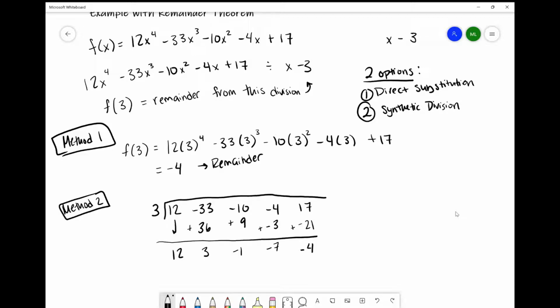Right? This last value right here is your remainder in synthetic division. If it's a 0, then that means you have no remainder, right? But this last value, I'll say it again, is incredibly crucial in synthetic division. This means that you have a remainder from your division of the polynomial and binomial.